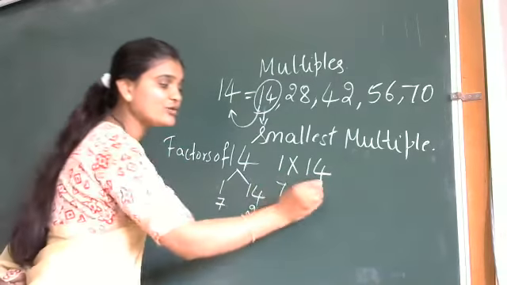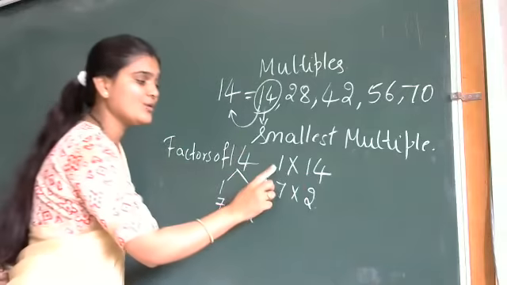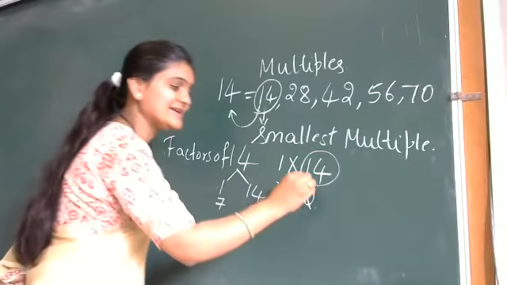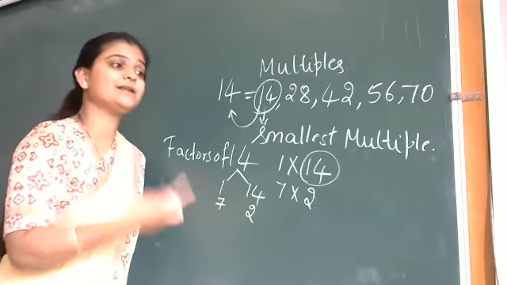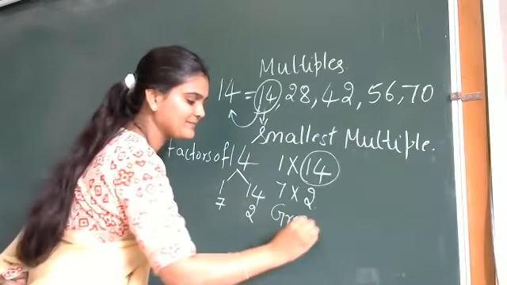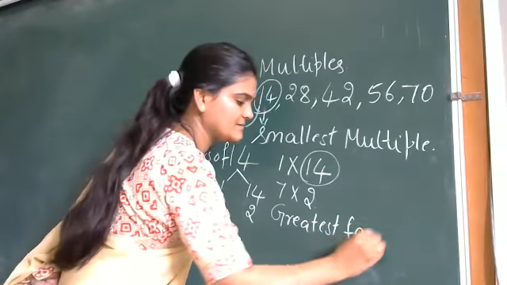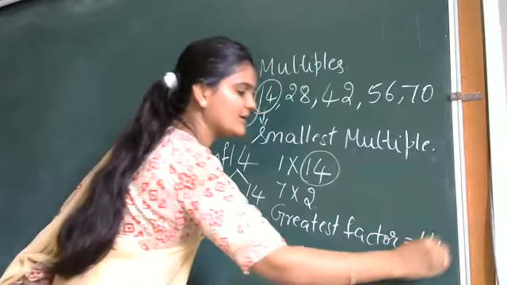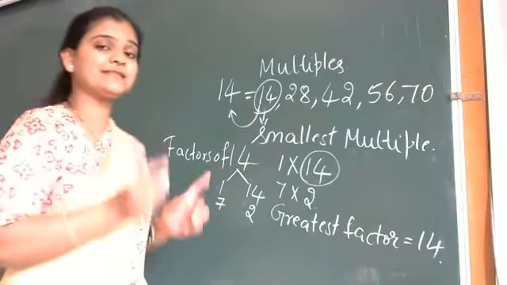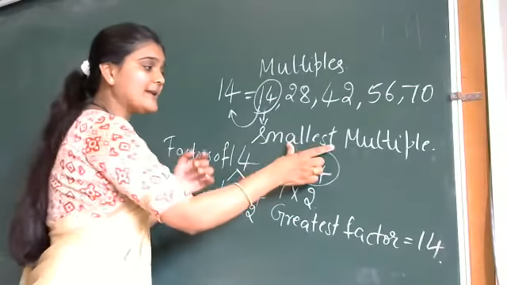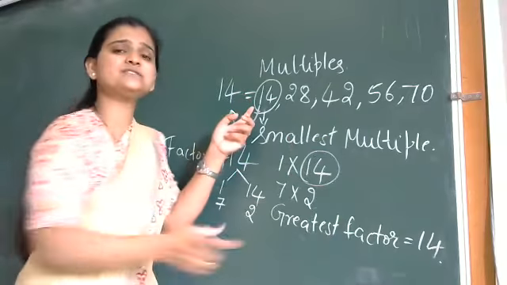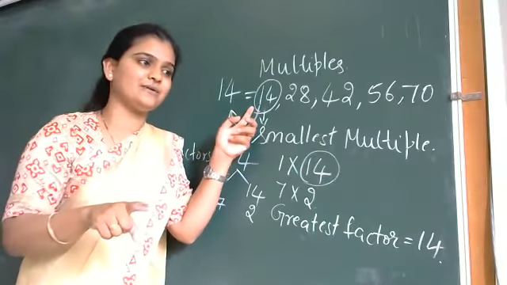Reverse. Okay. Out of all these, which is the greater number? 1, 14, 7 and 2. 14. Yes. This is the greater number, the greatest factor of 14. So we can write like this: greatest factor is equal to 14. So you have to remember that any number is the smallest multiple, but the same number is the greatest factor of itself.